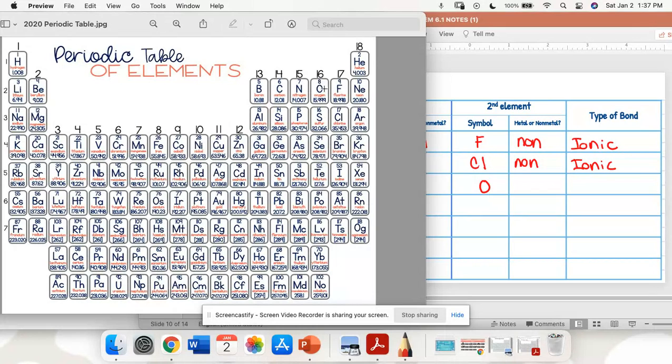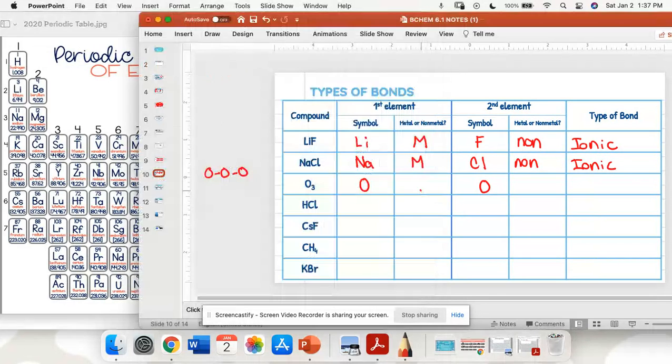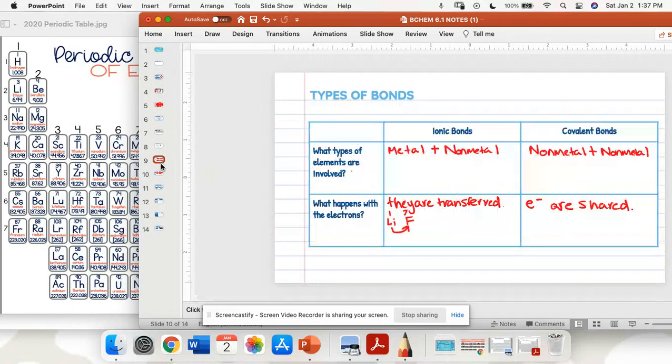Oxygen is atomic number 8, it's in group 16, and it is a non-metal. So we have a non-metal plus a non-metal. Non-metal plus a non-metal is a covalent bond.